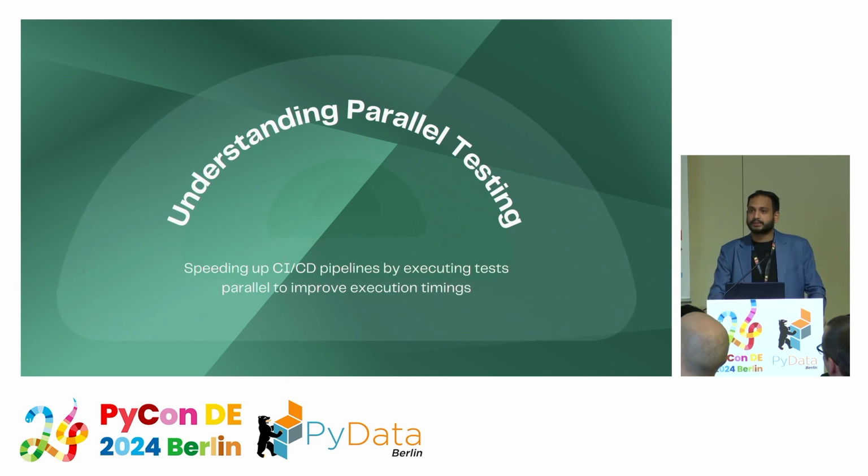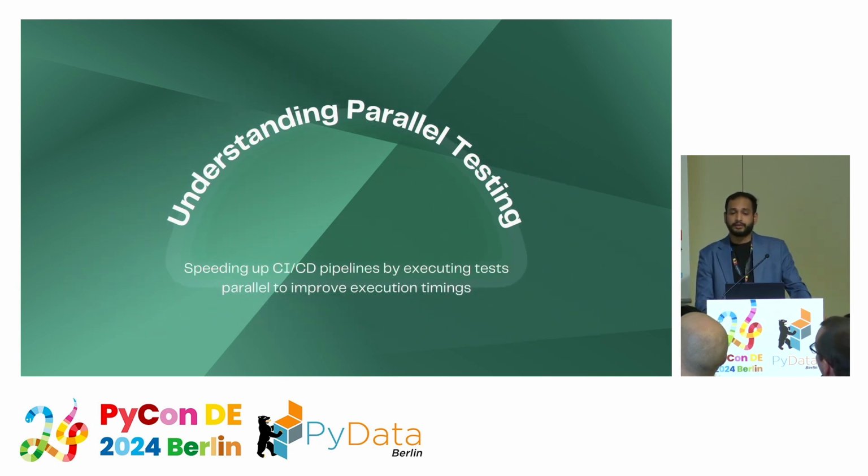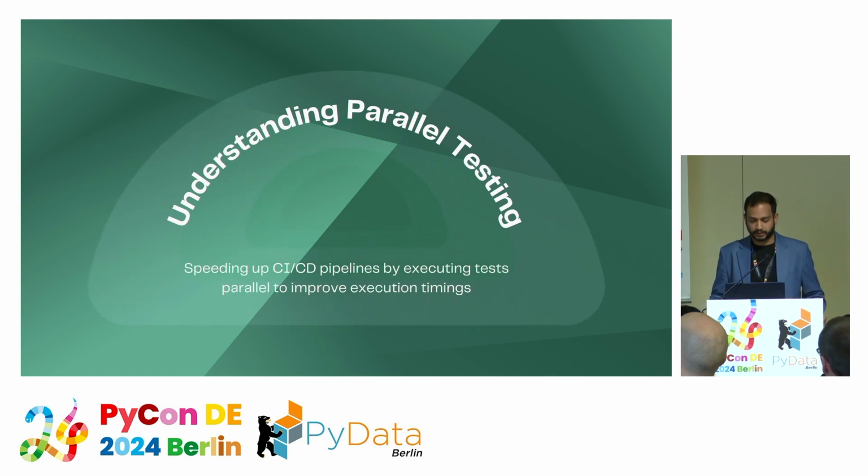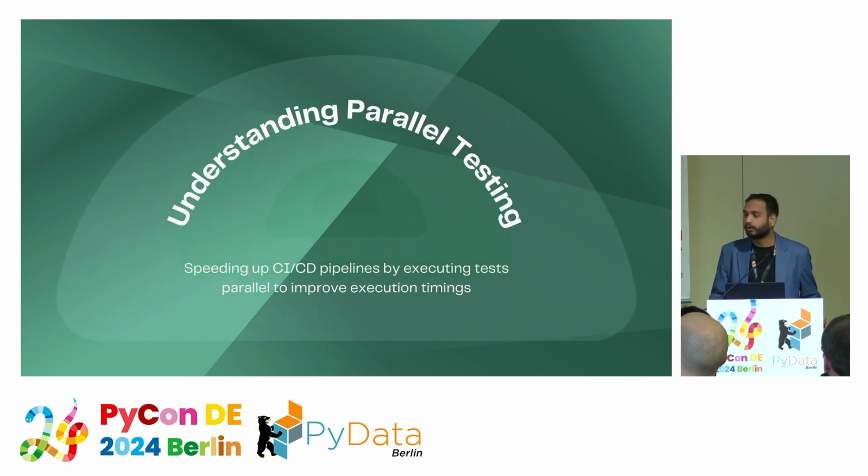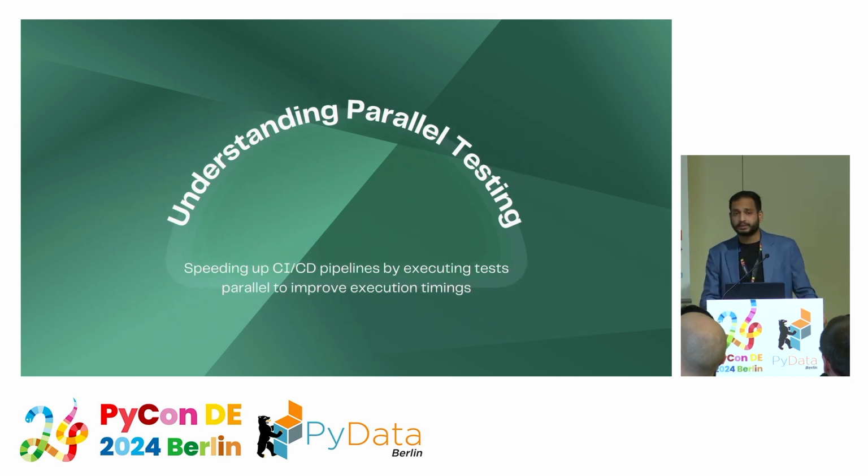So this brings us to why parallel testing is important. We're trying to speed up CI/CD pipelines. We're trying to reduce our expenses. We're trying to build scalable infrastructure without spending a lot of money again and again executing the same pipelines, the same CI/CDs.